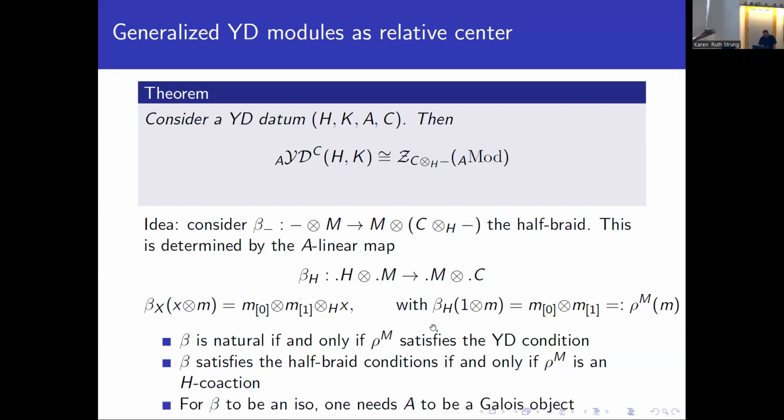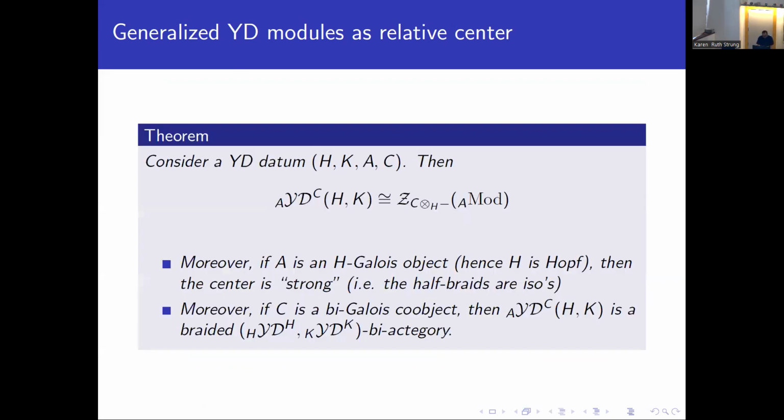And moreover, if we want beta to be an isomorphism, we need more conditions, where the condition is that we need A to be a Galois object over H. I forgot to write it, but this is a Galois object over H. So we got a similar construction to the usual one. So yeah, that's the statement.